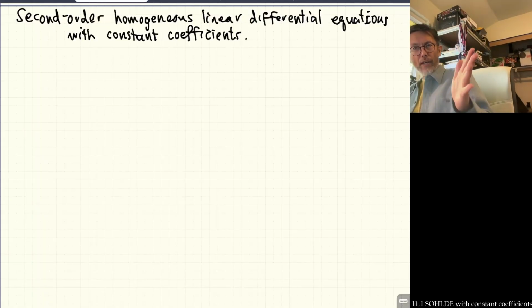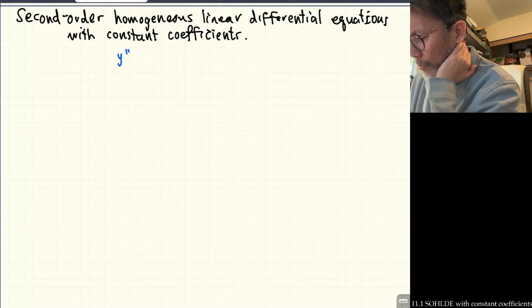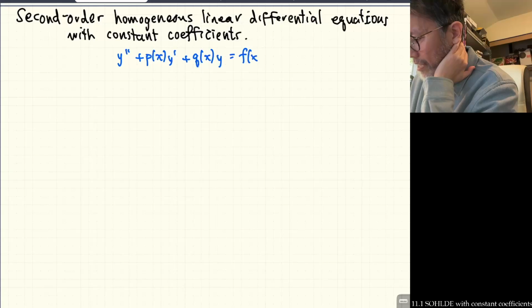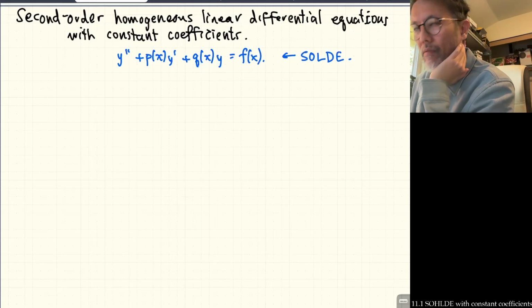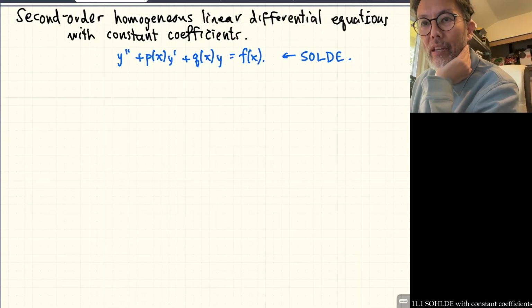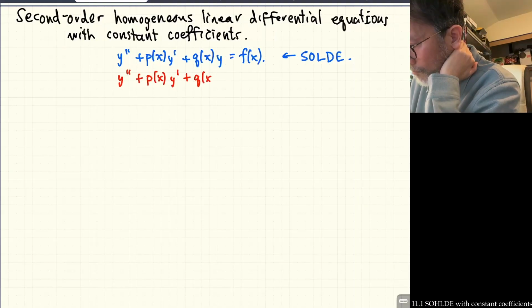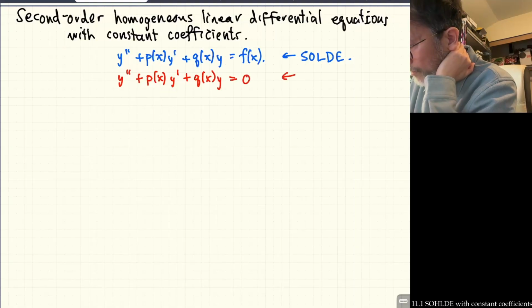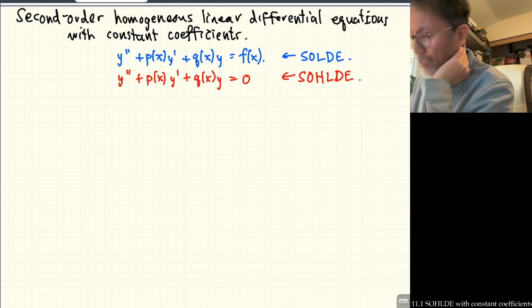So remember that a general second order equation would be something like this. This is y double prime plus p of x, y prime plus q of x, y equals f of x. So this is what we call a second order linear differential equation. We can make it homogeneous by making the f of x there be 0. So this I would abbreviate as a second order homogeneous linear differential equation.